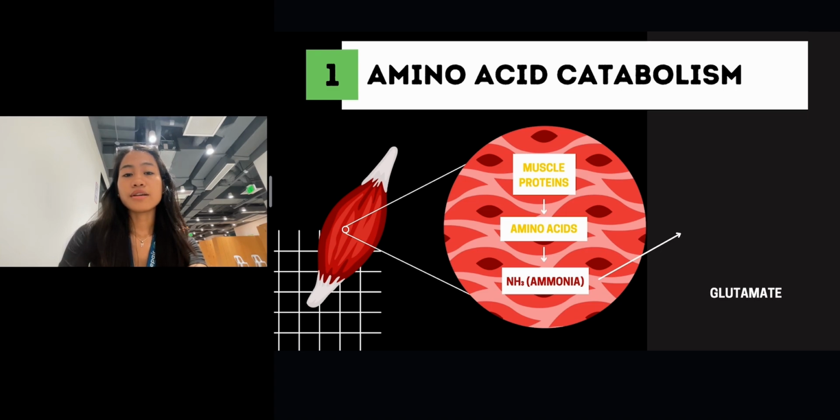Ammonia is toxic, especially to the brain, so it needs to be removed from the body safely. But instead of releasing ammonia directly into the bloodstream, muscle converts it into alanine, which is much safer for transport to the liver, where the ammonia is removed and converted to urea for excretion in urine.